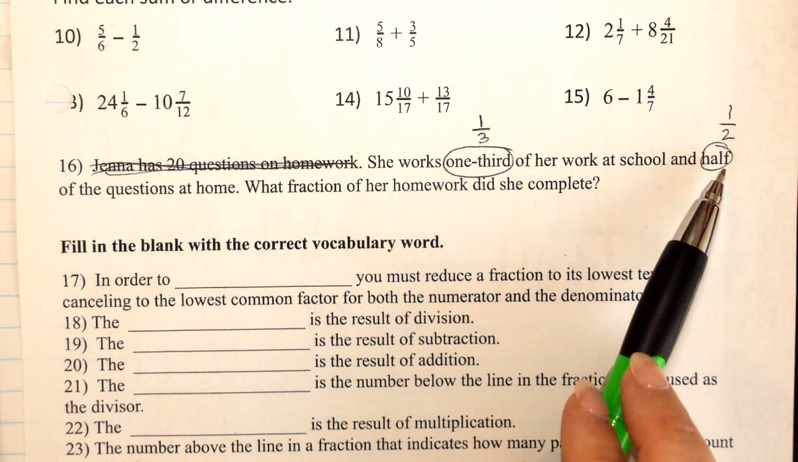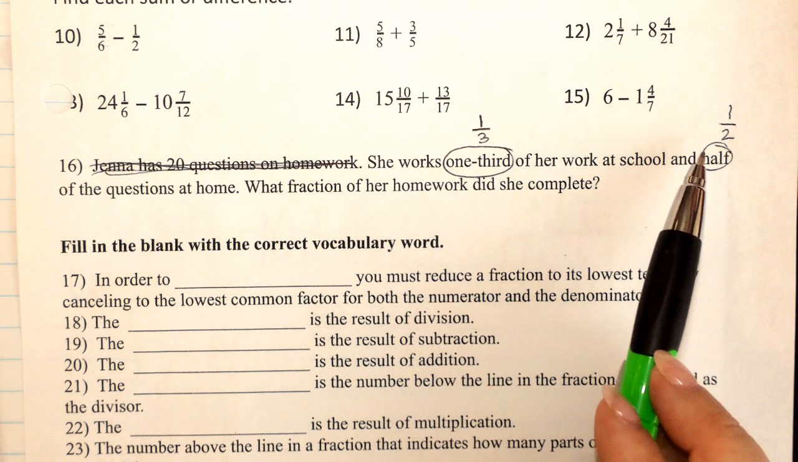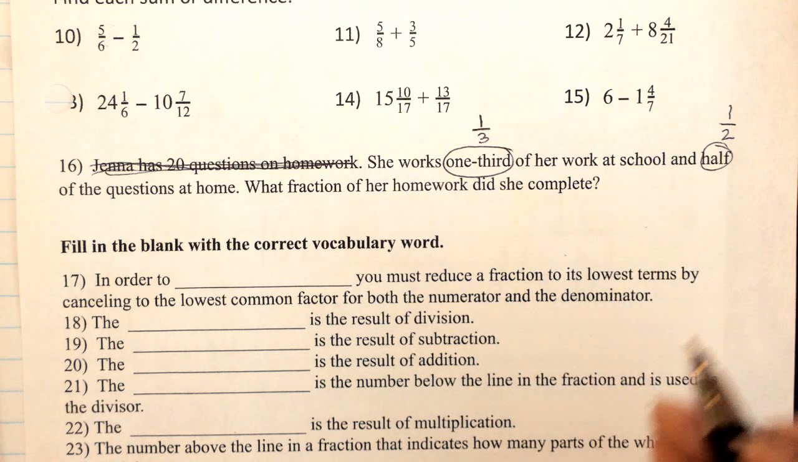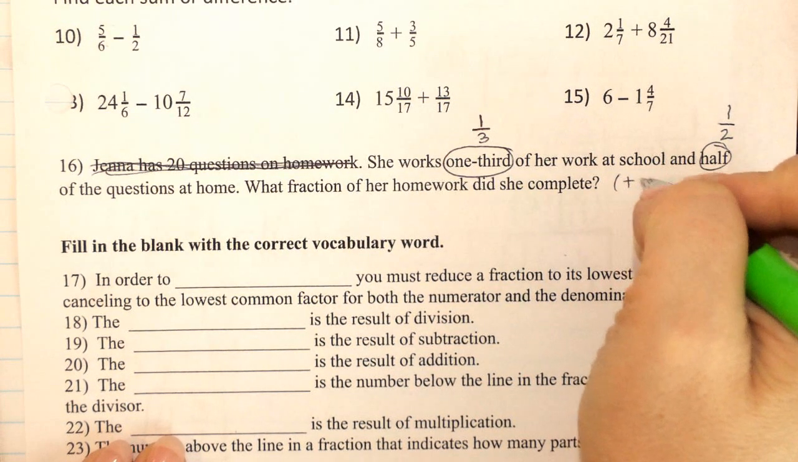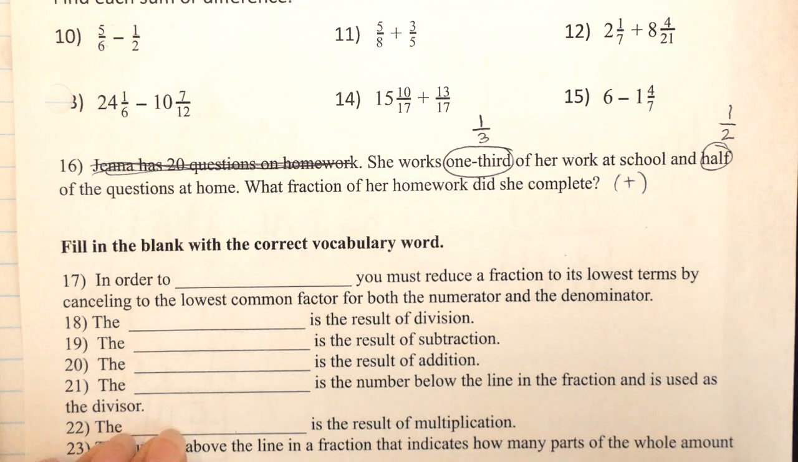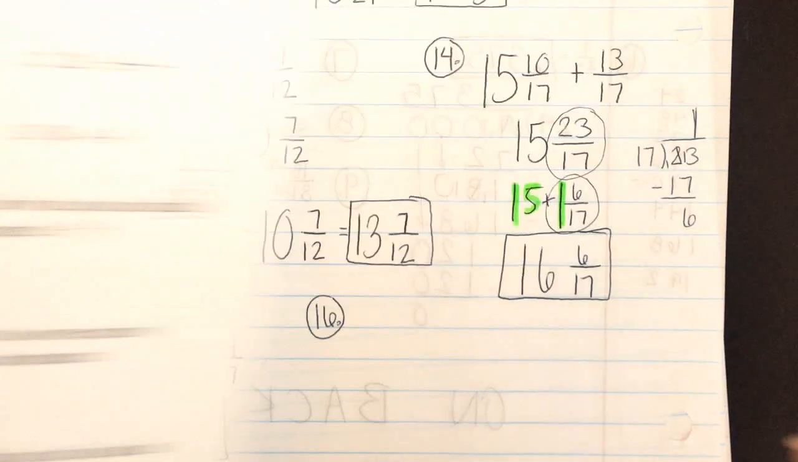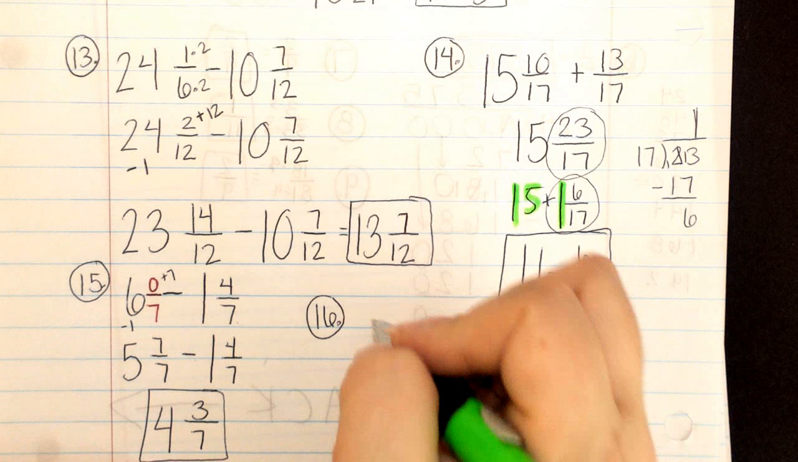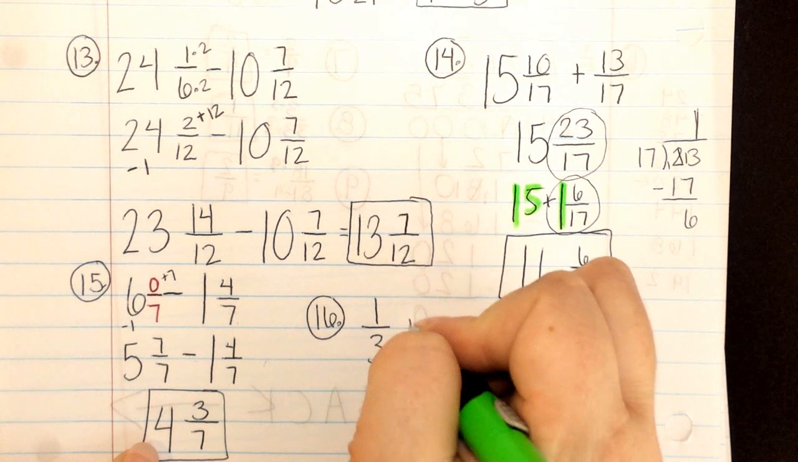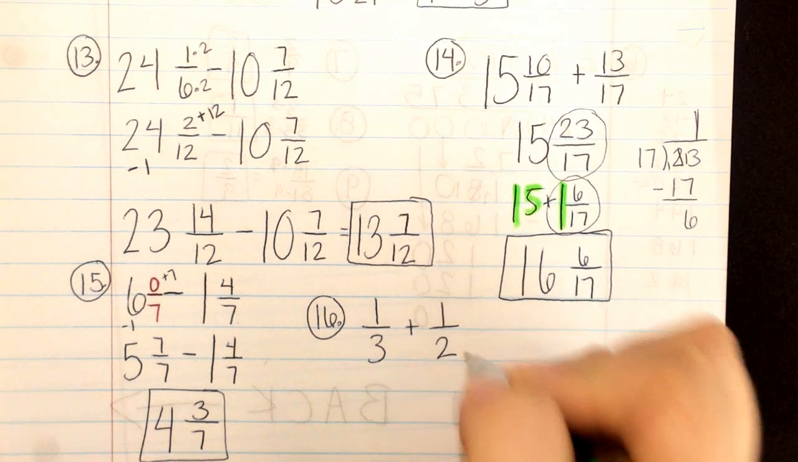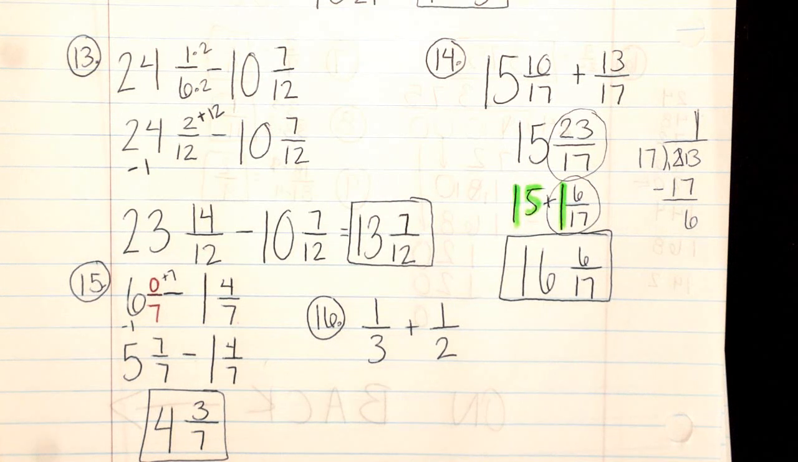So she did 1/3 and she did a half. What am I going to do with those two fractions? I'm going to put them together by adding them up. All right, so let's look on our paper. We're going to do 1/3 plus 1/2. Are there any questions on how I came up with that problem? Okay, there's one like it on our test.